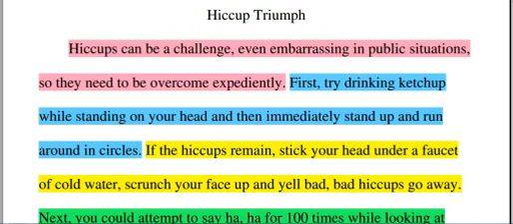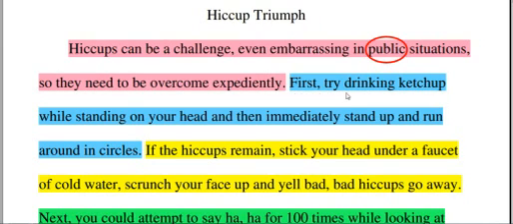So we're going to go through here and we're going to circle these. So we have, hiccups can be a challenge, even embarrassing in public situations, so they need to be overcome expediently. Now, challenge is technically an adjective, but it doesn't count as quality because it is describing hiccups, and hiccups comes before it, not after it. So hiccups can be a challenge, even embarrassing in public situations. What kind of situations? They're public situations, so that would count as a quality adjective.